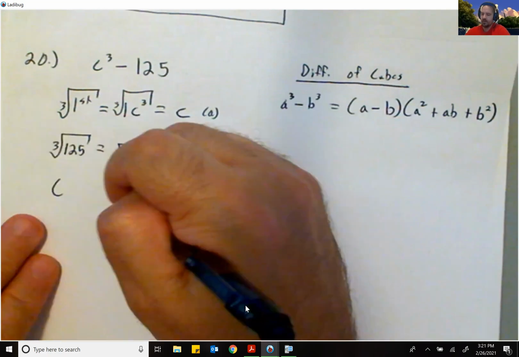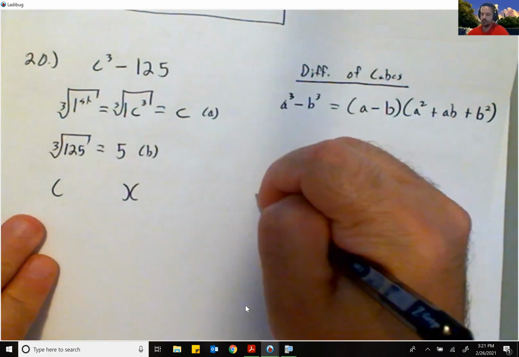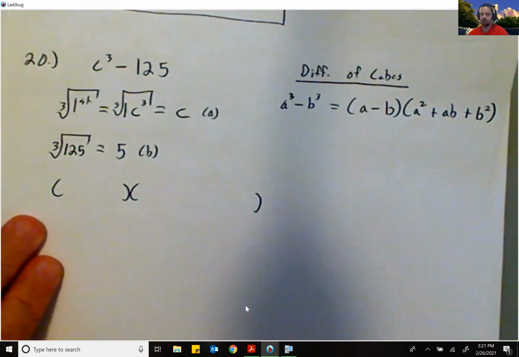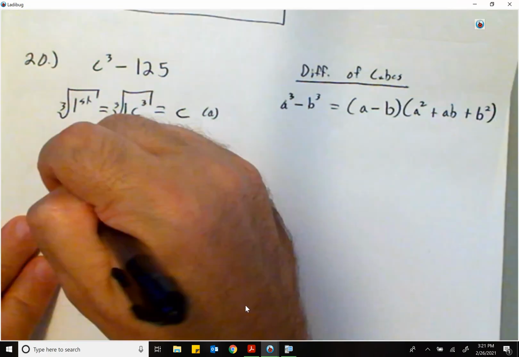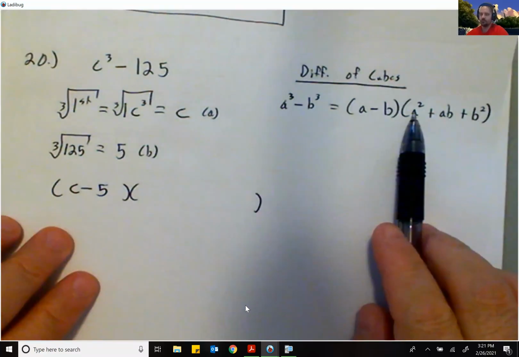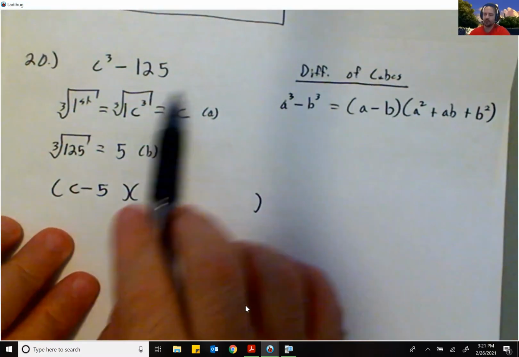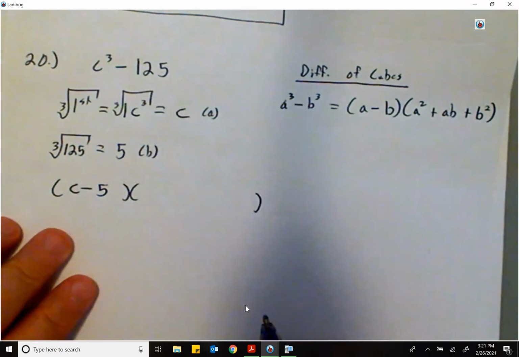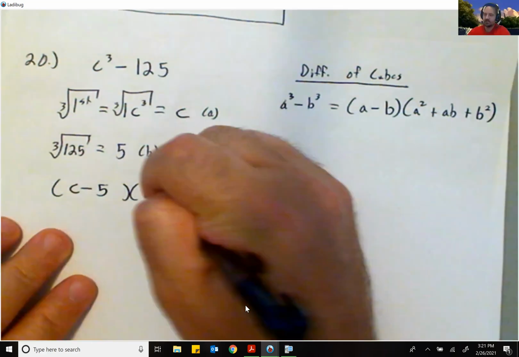fill in. So this is A minus B. C minus 5. Perfect. So then it says A squared. So what do we get when we square the first term? C squared. Then it's a plus.